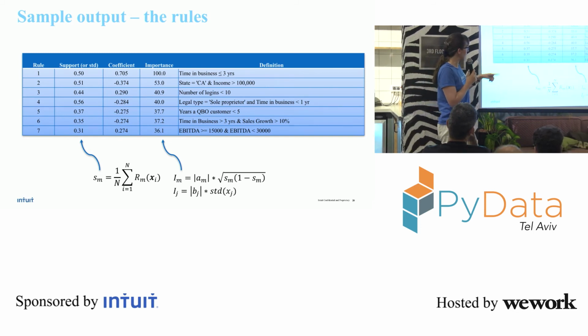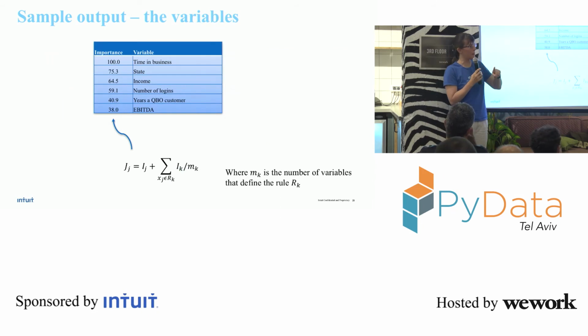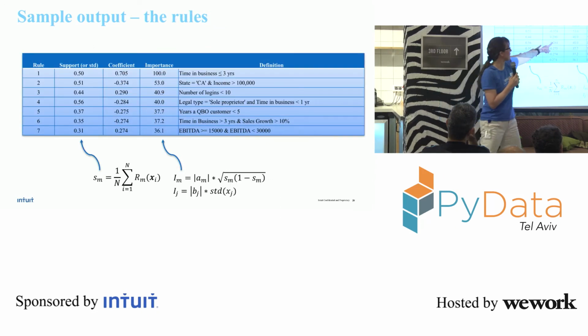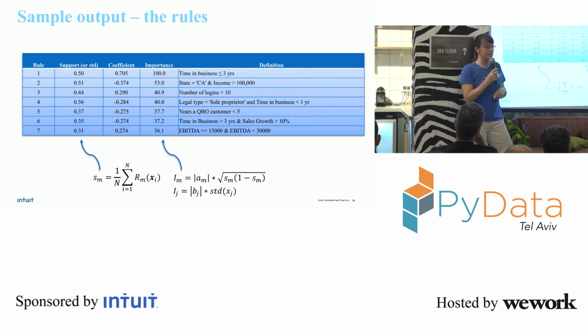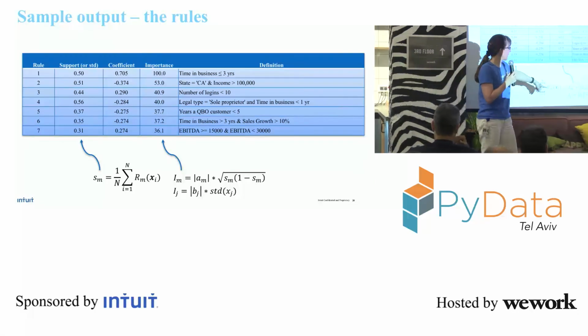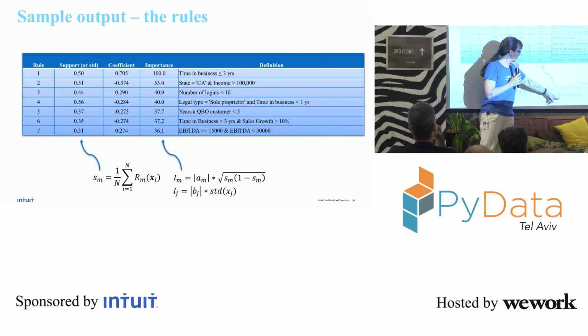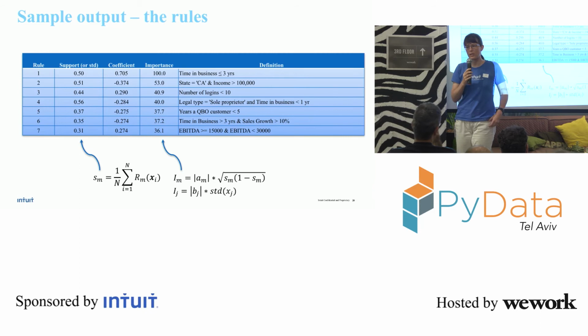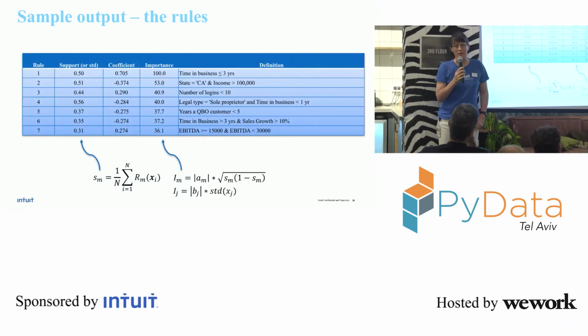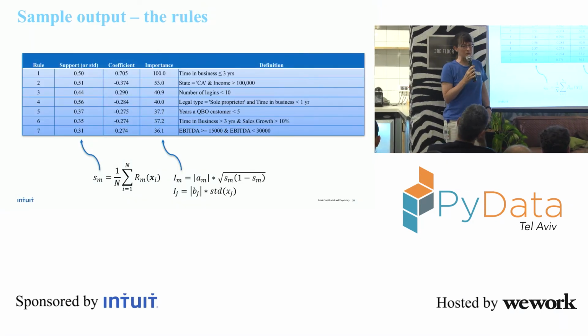And then we have a final column, the importance. The importance of a rule is determined by, well, it depends. If it's a continuous variable, you look at the standard deviation and multiply it by the absolute value of the coefficient. But if it's a rule, then you look at the absolute value of the coefficient and multiply it by the square root of the support times 1 minus the support.